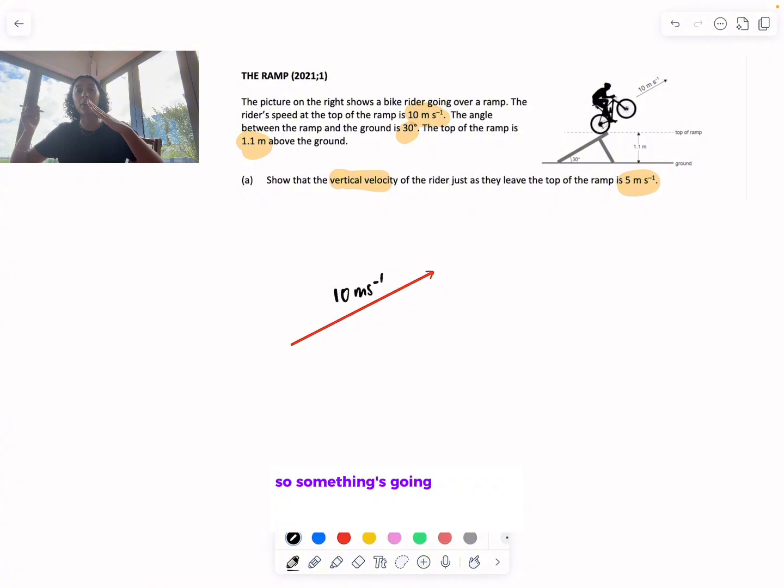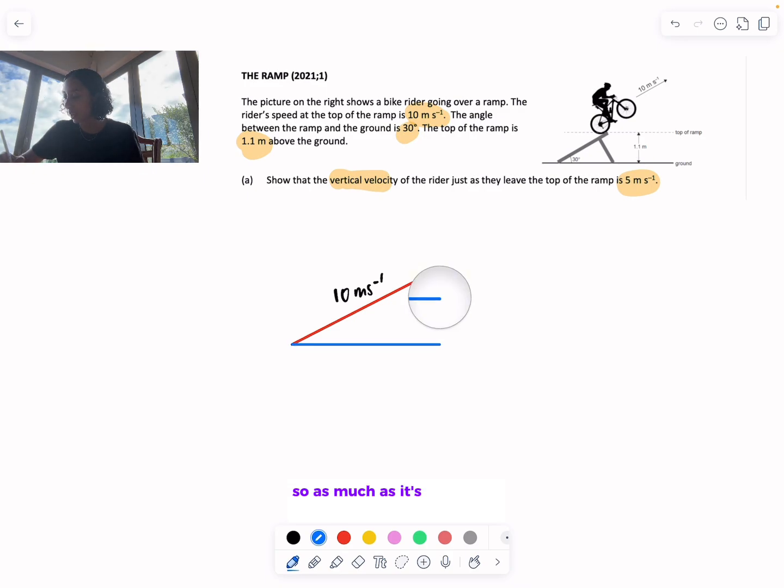And the resultant velocity is the combination of the vertical velocity and the horizontal velocity. So if something's going diagonally, that can be split up into two vectors. So let's go ahead and do that. We've got a horizontal velocity. So as much as it's traveling sideways, it's also traveling upwards. And then we've also got a vertical velocity, and that's what we want to find, okay? That's what we want to find.